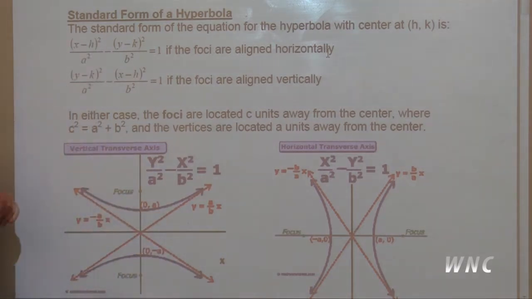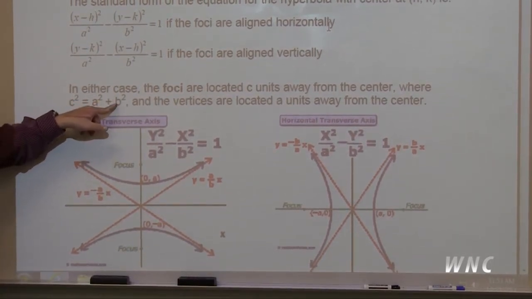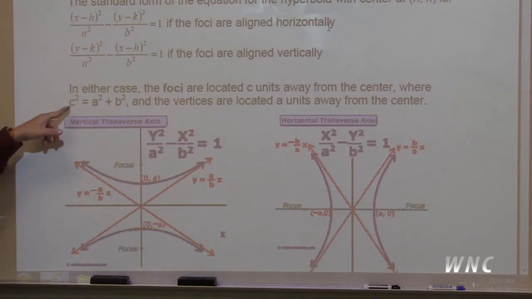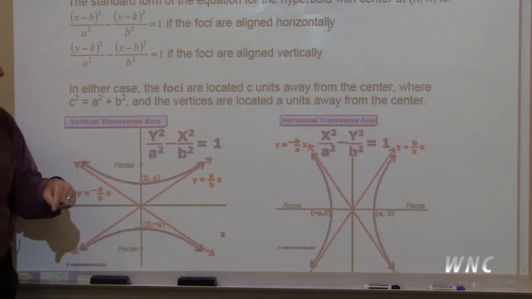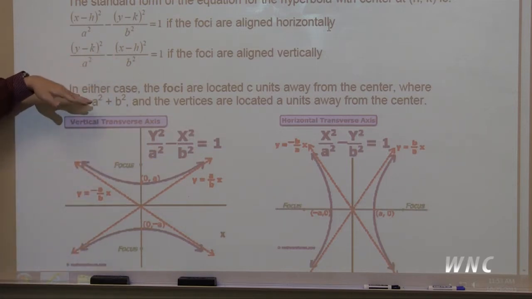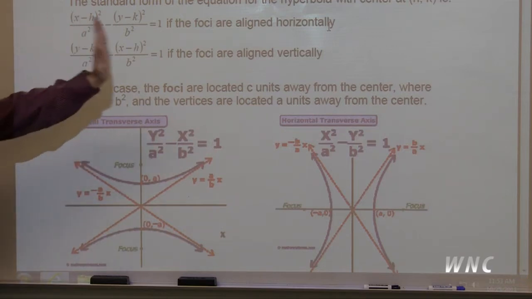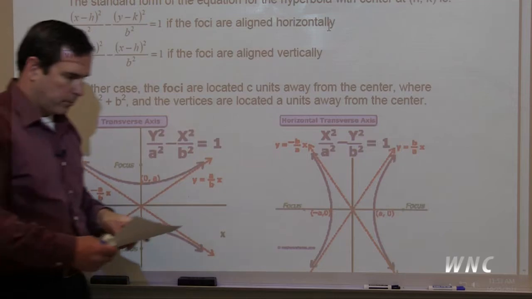In either case, the foci are located c units away from the center, where, notice this is different too, c squared is a squared plus b squared. Before it was a squared minus b squared. And the vertices are located a units away from the center. So you find the center, your h, k, and then it's going to go either, in this case, up a and down a, or in this case, to the right a and to the left a.